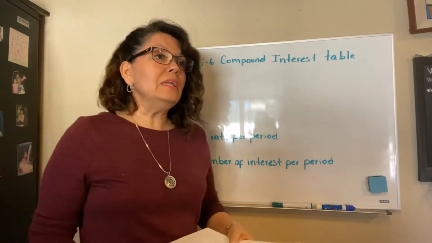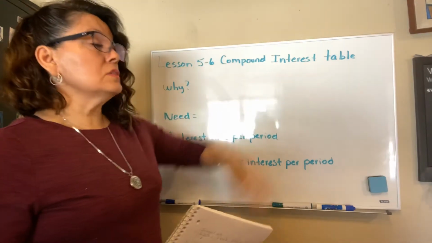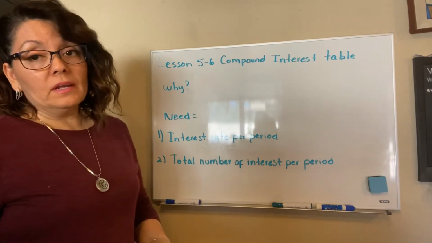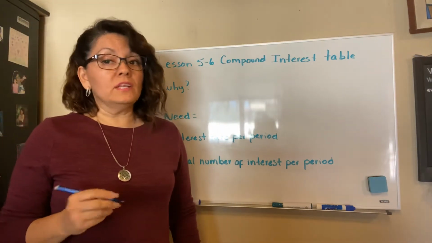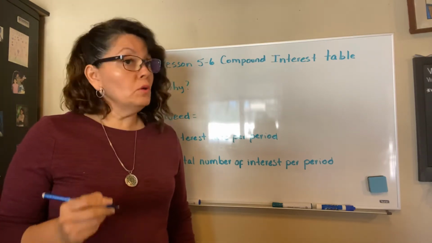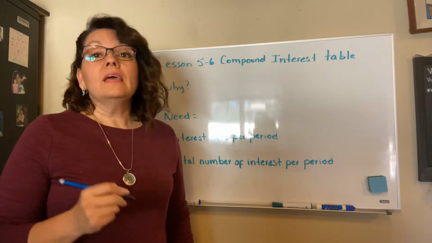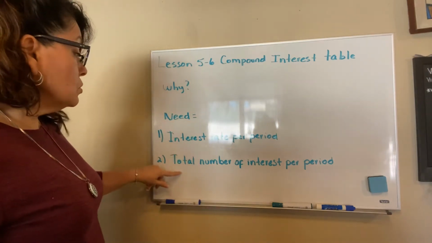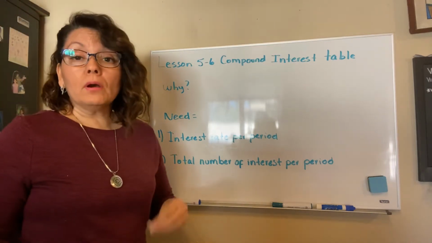Okay, what do we need to find those numbers in the table? I need the interest rate per period. The interest rate is always a percentage, okay? We're going to leave it like that. We're not going to convert this percent into a decimal, not this time. Then we need the total number of interest periods.